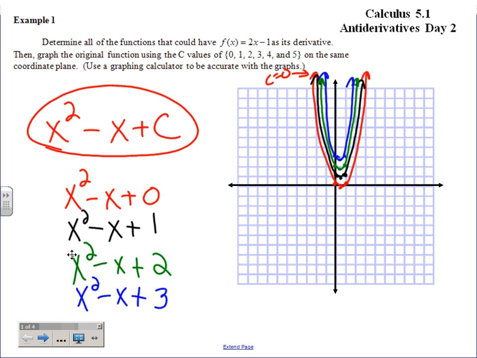So wait a minute. All 4 of those functions I just drew all have the same derivative. Well, how's that possible? Because remember, derivative tells you slope at a particular x value, right? So you're saying if I choose any particular x value on any of those, I'm going to get the same slope? Well, let's say I chose this point. This is the same x value on all of them, right? Do all 4 of those that I just highlighted have the same slope? Yeah, they do, don't they?